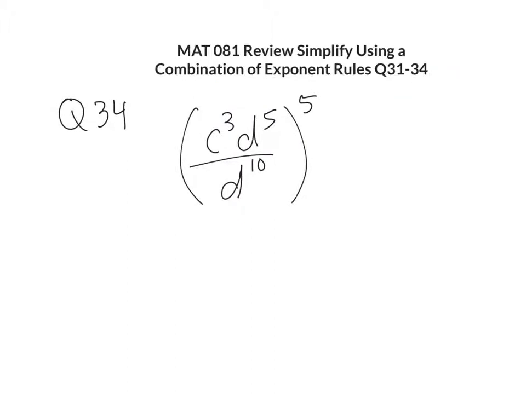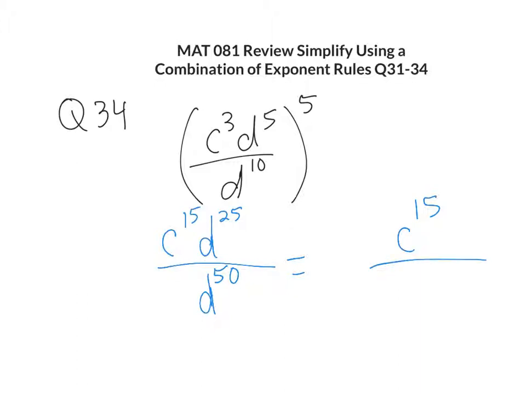And last question on the mixed combination rules. Again, we're going to distribute that power of 5 to everything. So that's c to the power of 15th. Remember, we're multiplying. D to the power of 25th over d to the 50th. And we can combine our d to the 25th over d to the 50th by taking 50 minus 25 is 25. Keep the variable where the bigger number was, so it's going to stay on the bottom.